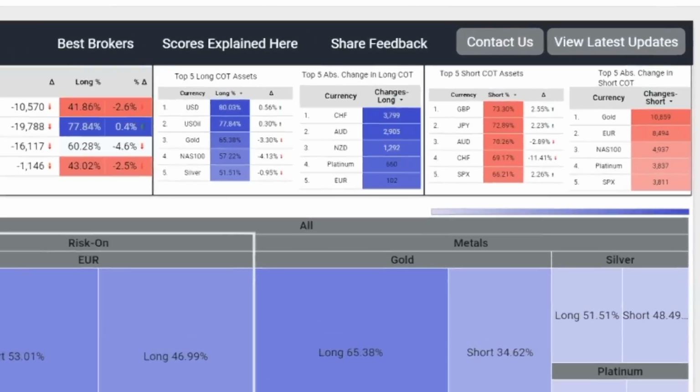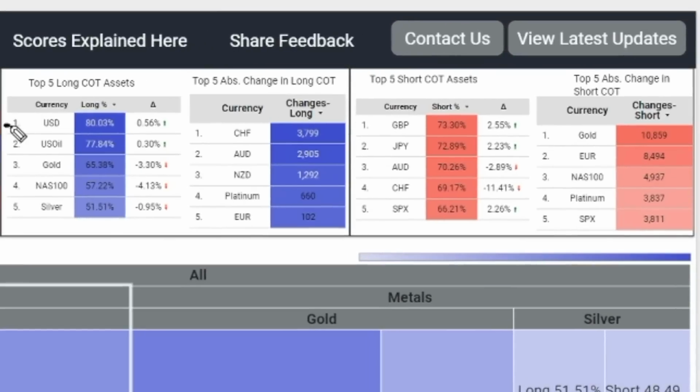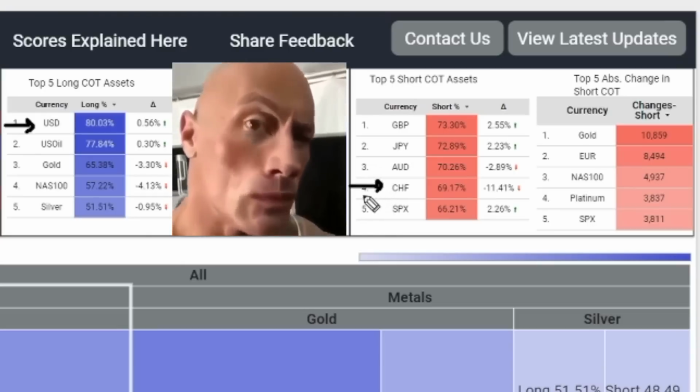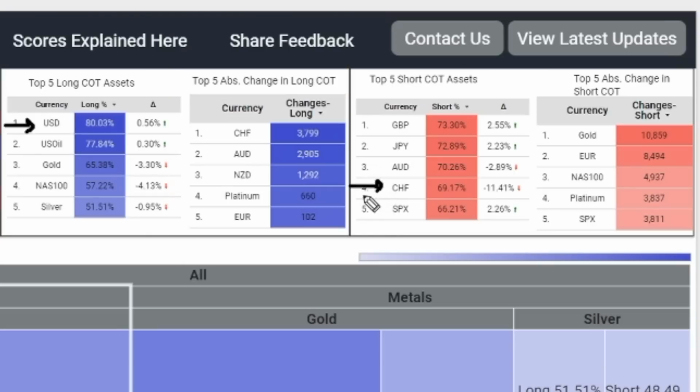If we zoom in here, you can actually see that looking at the US dollar, there's an 80% long reading. Basically, 80% of the futures market positions open on the US dollar are long from the non-commercials that we get the COT data from. Conversely, take a look over here. We actually have 69%, nice, short on CHF. So this tells us, okay, maybe bias towards shorting the CHF and going long the US dollar.